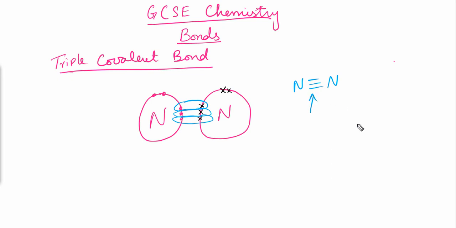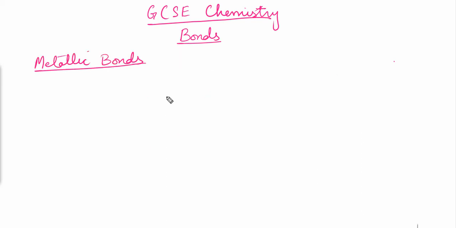Now, the triple covalent bond is weaker than the double covalent bond, and the double covalent bond is weaker than the single covalent bond, and the single covalent bond is weaker than the ionic bond. So this is the trend that you have to keep in mind. Now after this one, let's discuss the metallic bonds. The next type of bond are the metallic bonds. They are quite interesting and different from the ionic bonds and the covalent bonds.